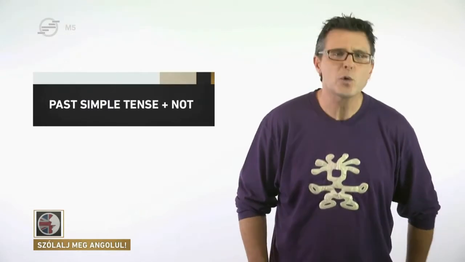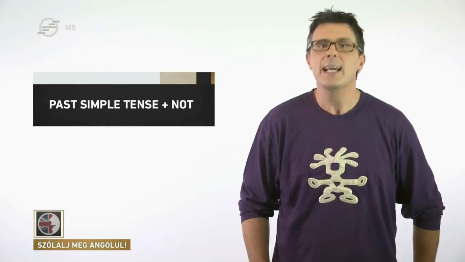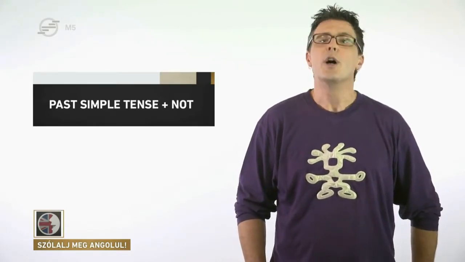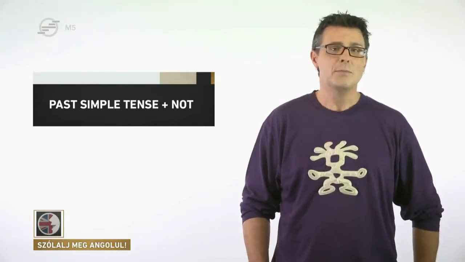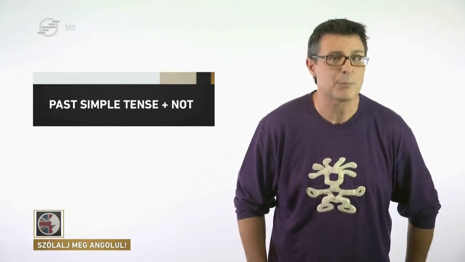So, thinking logically, we also know that to make the negative version of the verb to be in the past simple tense, we're also going to use the word not. And we do. The negative version of the verb to be in the past simple tense is this.